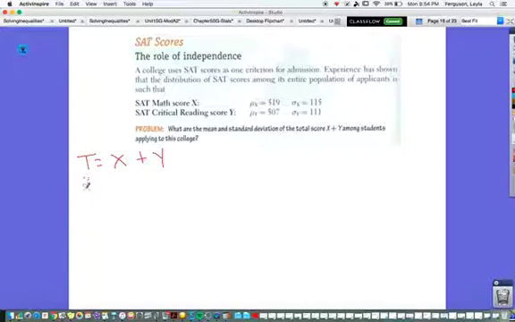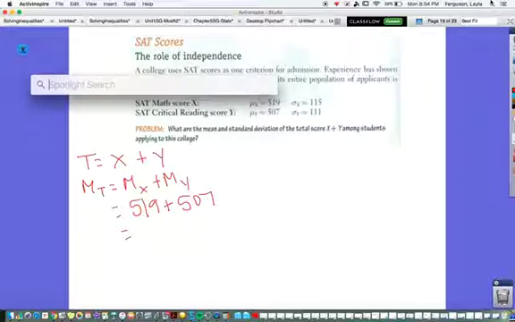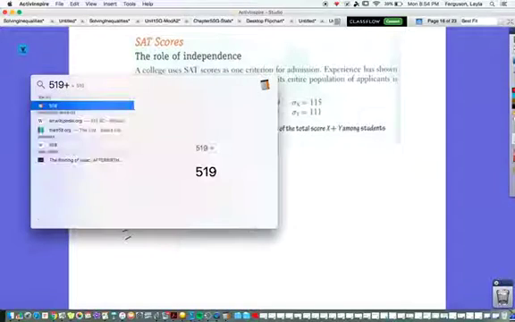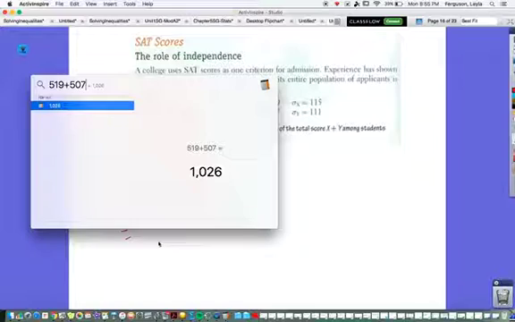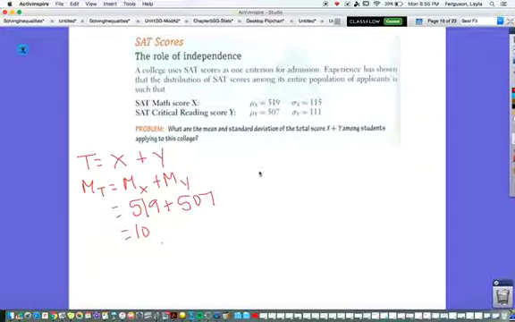And so if we were finding the mean of T, then we would do the mean of X plus the mean of Y, which would be 519 plus 507. And whenever we added those together, we would get 1,026.